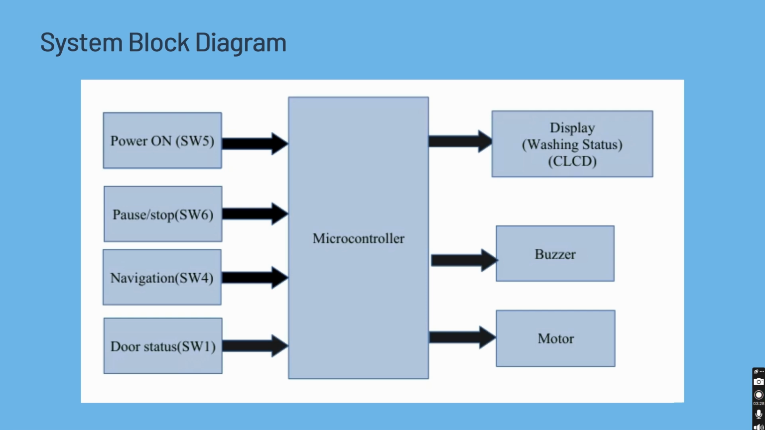The outputs include the CLCD display that provides feedback and information to the user, and the buzzer for safety alerts. Each section of the washing process, like washing, rinsing, and spinning, is treated as a separate state within the system and managed accordingly through a state machine architecture. This modular structure makes the system easy to understand, simulate, and expand.